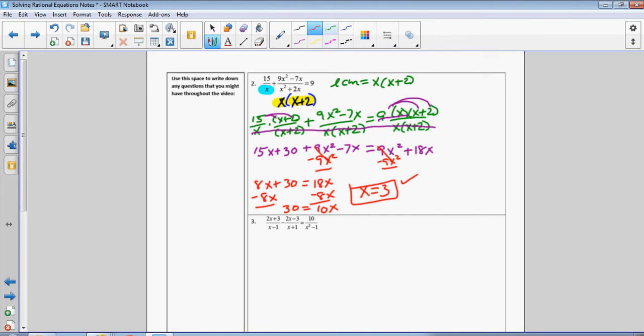Alright, problem 3. We have denominators of x minus 1, x plus 1, and x squared minus 1. And we're going to factor x squared minus 1 because that's the difference of squares. x minus 1 times x plus 1. So the least common multiple of my denominators is x minus 1 times x plus 1. So we're going to multiply every fraction by what it's lacking. So the first fraction is 2x plus 3 over x minus 1, and that one's missing the x plus 1.